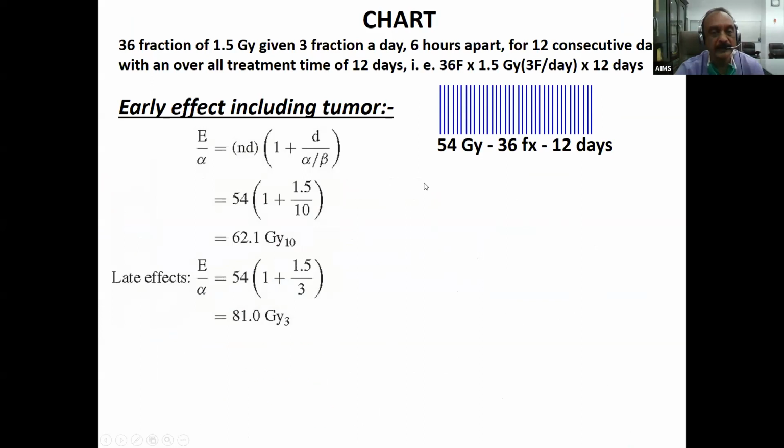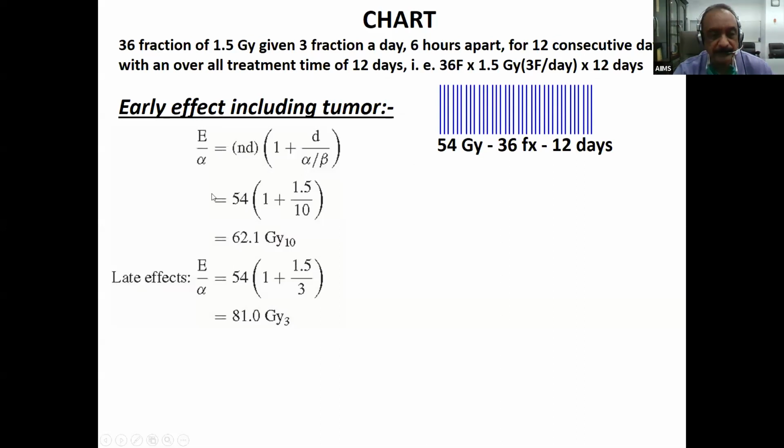Let me go to CHART. Now in CHART, we are using 36 fractions of 1.5 gray per fraction, 3 fractions a day, 6 hours apart for 12 consecutive days. No holiday, no Sunday, no Saturday, consecutively for 12 days, which means the total dose will be something like this, 54 gray in 36 fractions in 12 days.